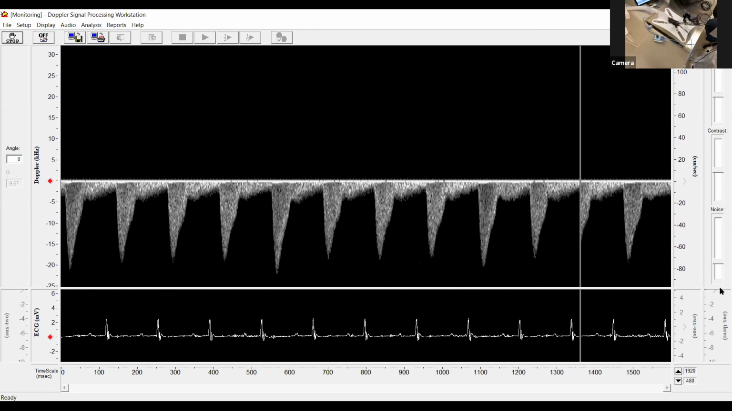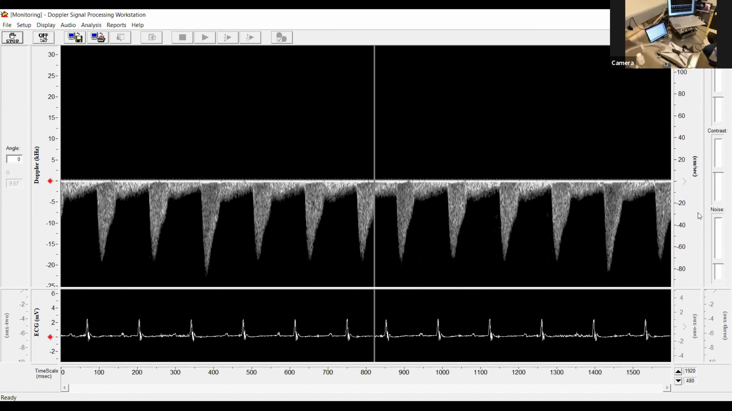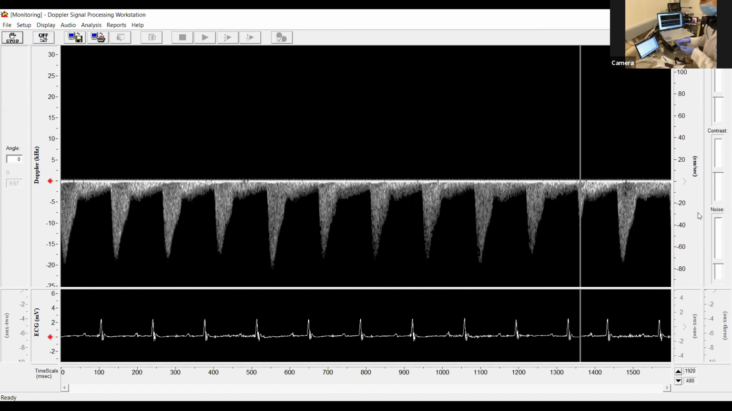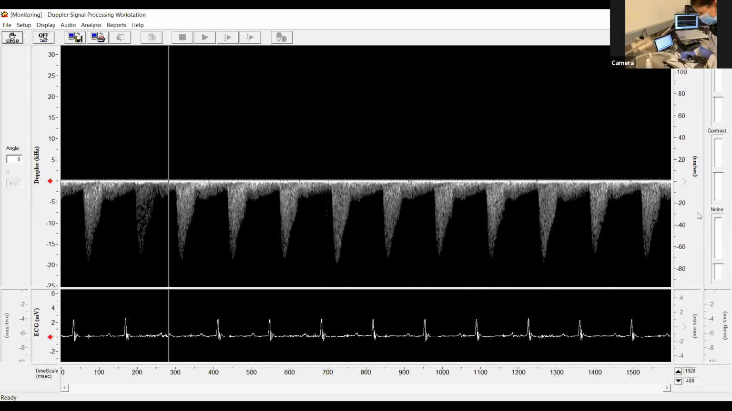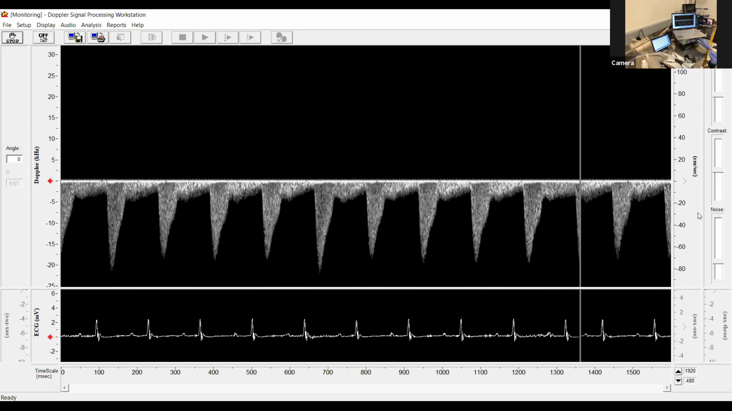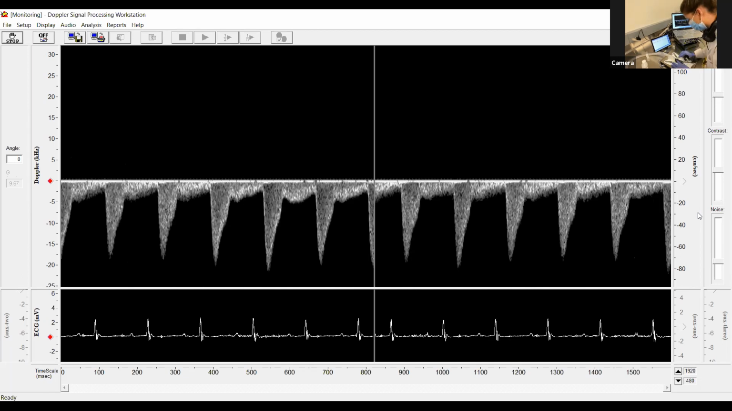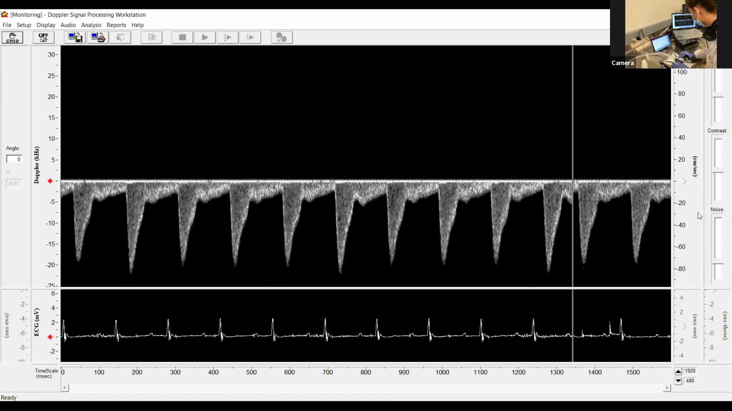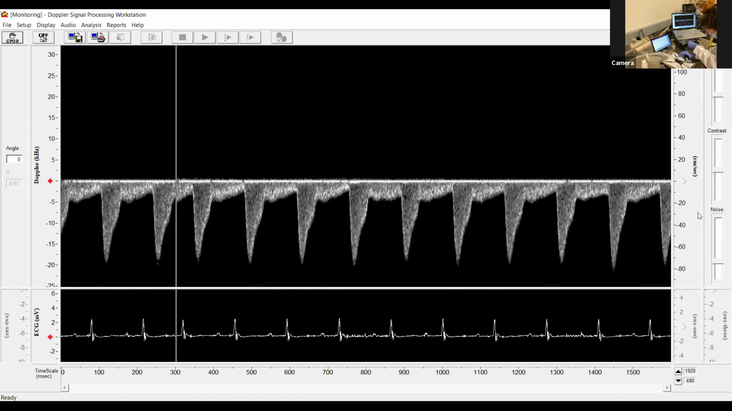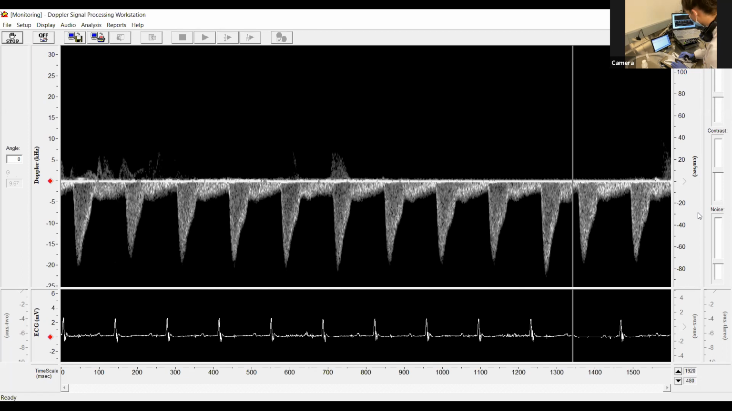Yep, that looks good. Okay, and then she's going to take the second probe and get the aortic arch signal. Okay, and then what we're going to take a look at is the timing interval between when that peak comes off the baseline and when it reaches the other probe.